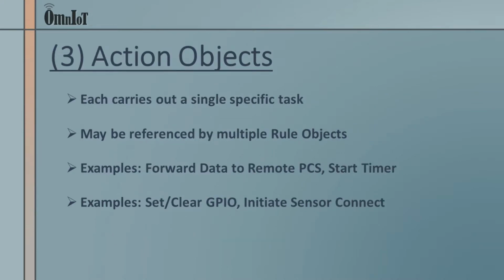Action objects are as their name implies. Each action object will perform some specific individual task within the SoftHub. Examples of action objects include sending data to a remote server, starting a timer, enabling or disabling a GPIO, or initiating the connection process for a new sensor.